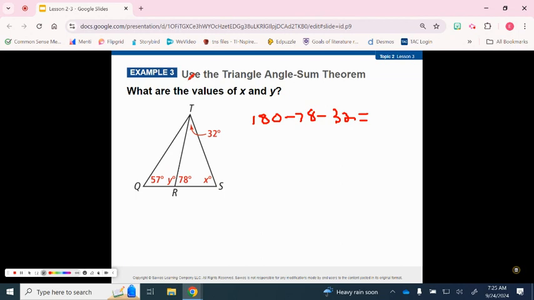What'd you get? 70. Okay, so x is 70 right here. Sorry, it looks like a 6, but it is a 0. Now what we're going to do is look at just this whole triangle. Now, if we want to find y, we need to find this little section. The best way to do that is to take 180 minus 70 minus the 57 to find this angle, okay? So 180 minus 70 minus the 57. What does that give me for the whole angle there?